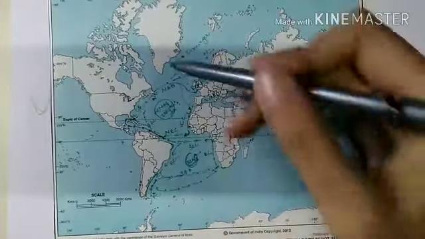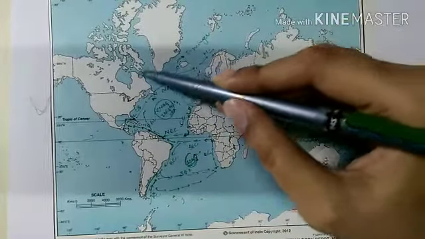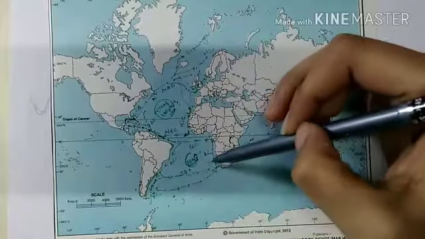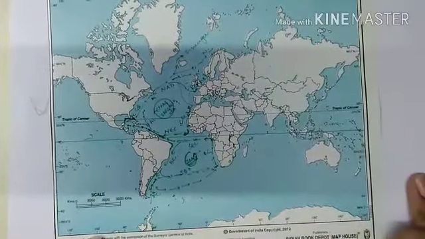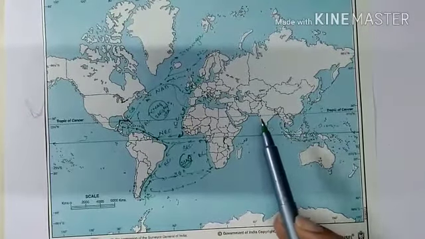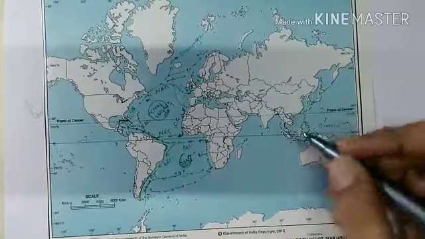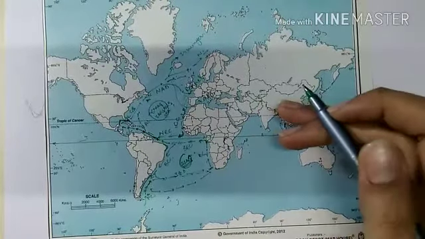So this was all about the circulation of water, or the oceanic currents, in the Atlantic Ocean. Now we will look into the oceanic currents of the Indian Ocean. In the Indian Ocean, the northern extent of the ocean currents is up to 32° north.